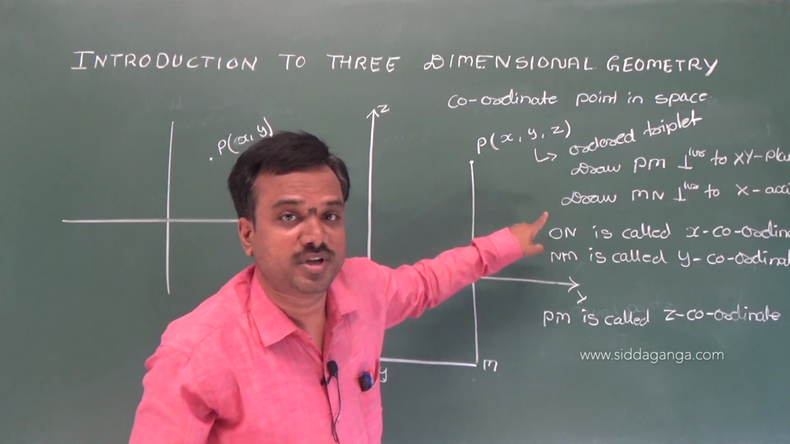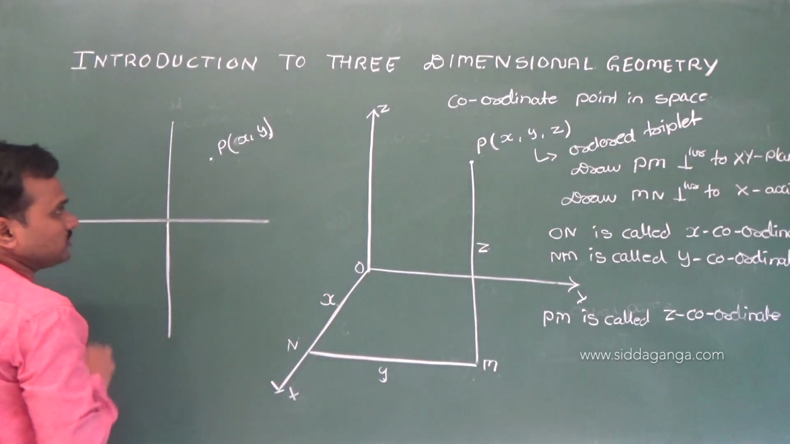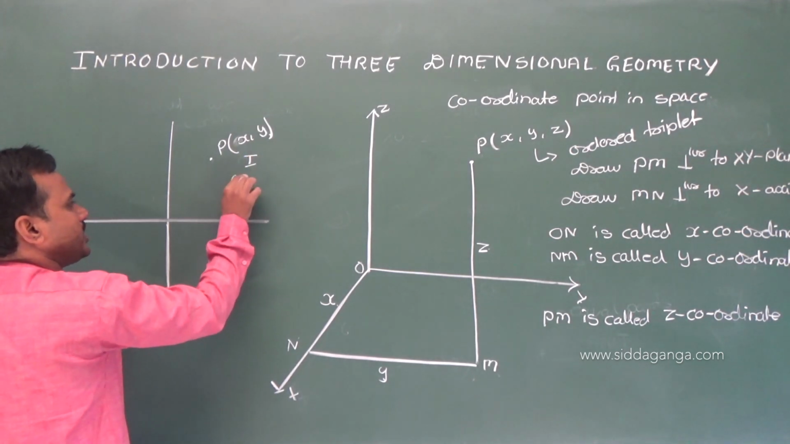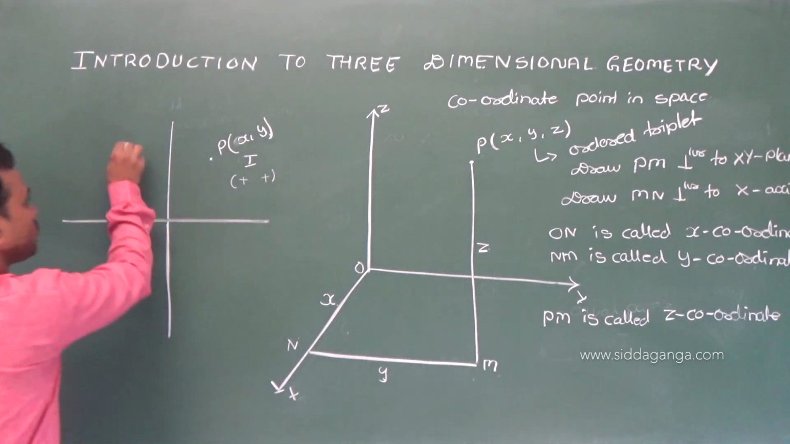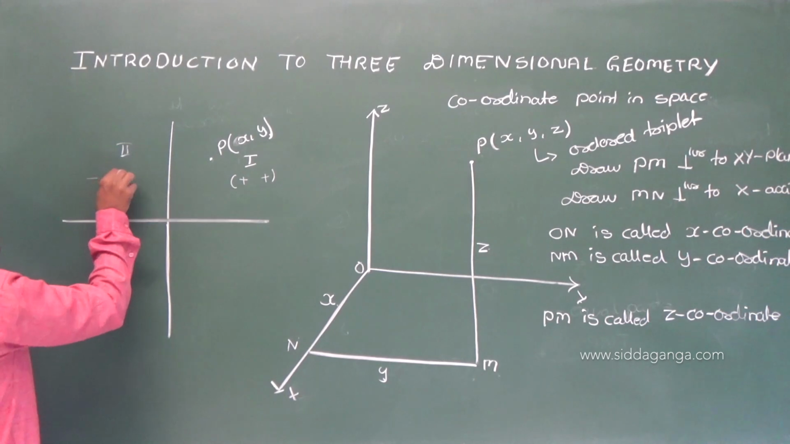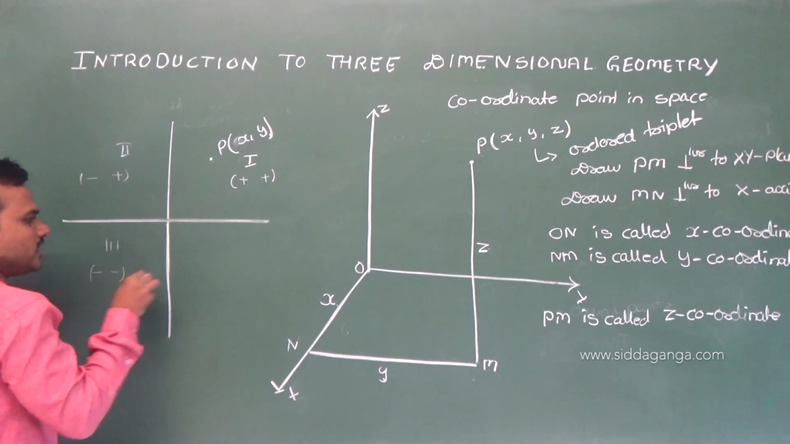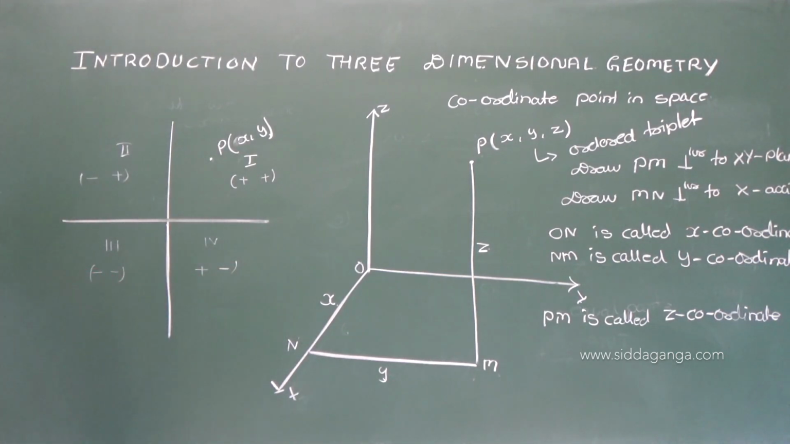Coordinates of a point P in space. See, observe here. Here we see the sign of a quadrant. In the first quadrant, X coordinate is positive, Y coordinate is positive. In the second quadrant, X coordinate is negative, Y coordinate is positive. In the third quadrant, all are negative. In the fourth quadrant, X coordinate is positive, Y coordinate is negative.